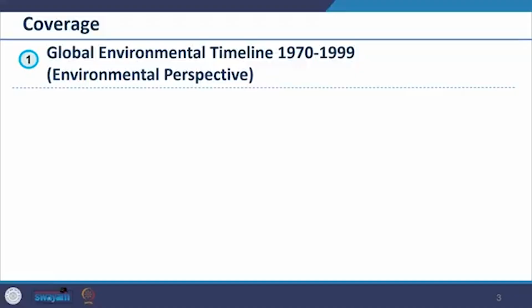So the coverage for this particular session would involve looking into the global environmental timeline from 1970 to 1999, and we'll be looking at it from the environmental perspective. And our major reference would be the ADB timeline here, as well as the UN training manual for this purpose, and then also international policy.